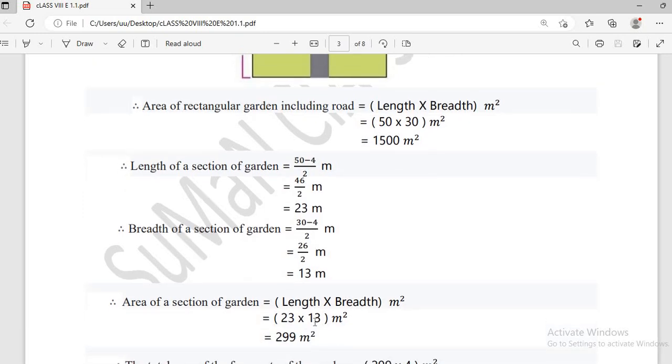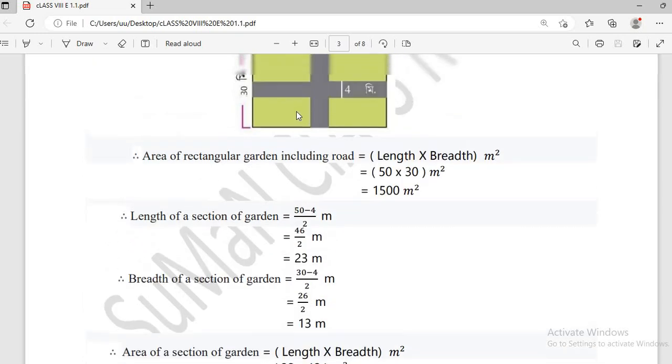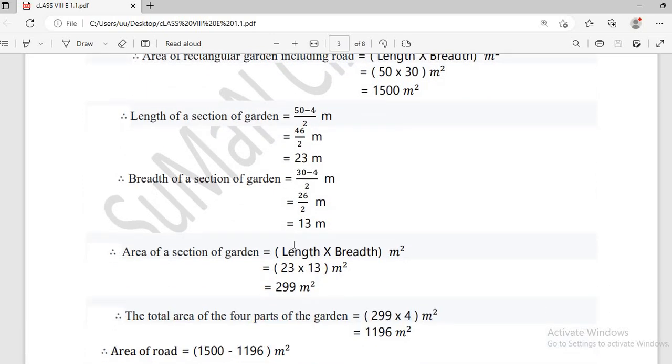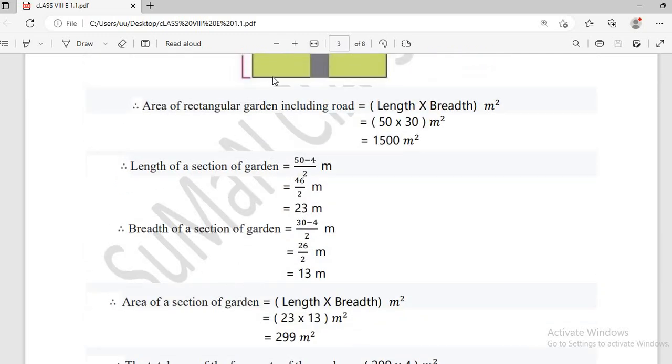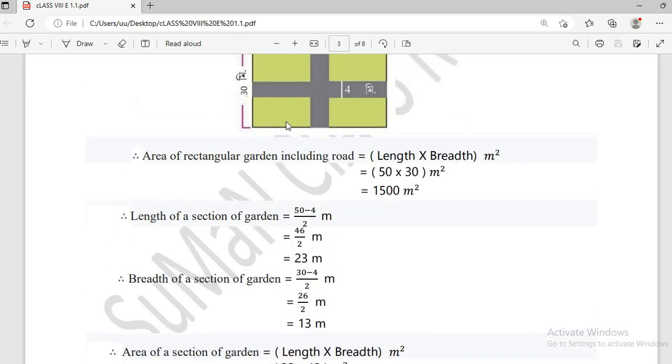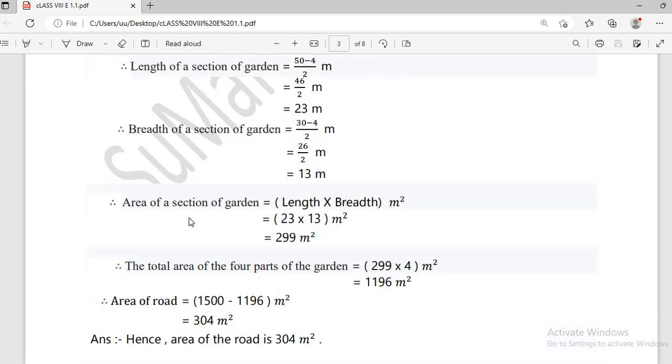তো বলছে এরিয়া অফ এ সেকশন অফ গার্ডেন, মানে এই একটা অংশের ক্ষেত্রফল আমরা বের করছি, তাই লিখলাম দ্য এরিয়া অফ সেকশন অফ গার্ডেন, দ্য লেন্থ ইন্টু ব্রেথ মিটার স্কোয়ার, তাহলে the one section of length 23 into breadth 13, তাহলে 23 into 13 meter square is equal to 299 meter square. The area of one section, মানে এই একটার ক্ষেত্রফল হচ্ছে 299, the area of the section of garden বেরিয়ে গেল.